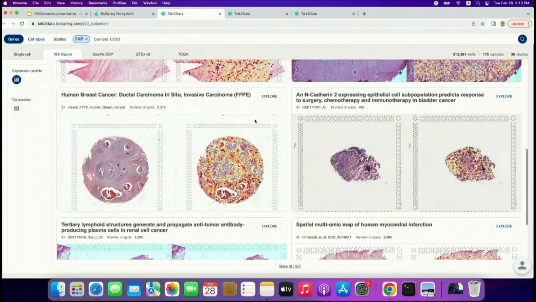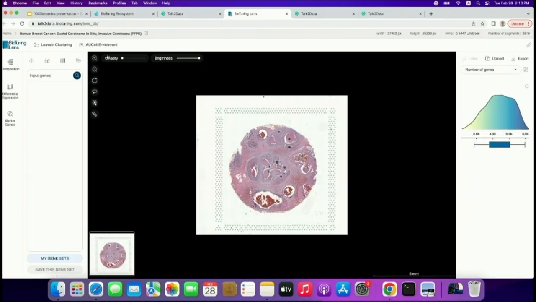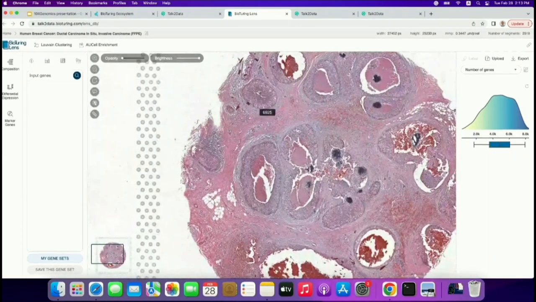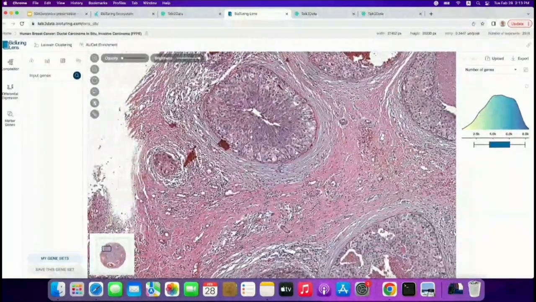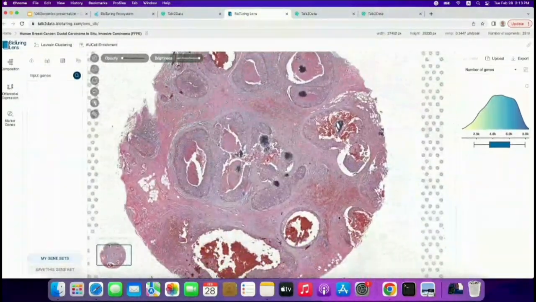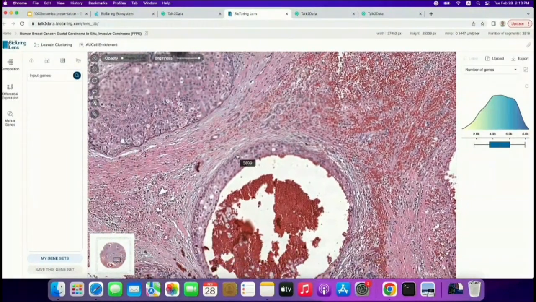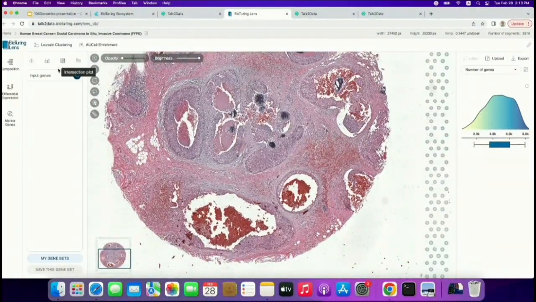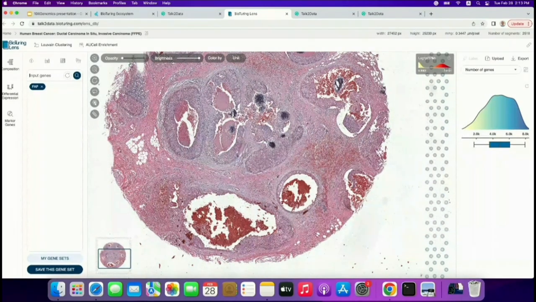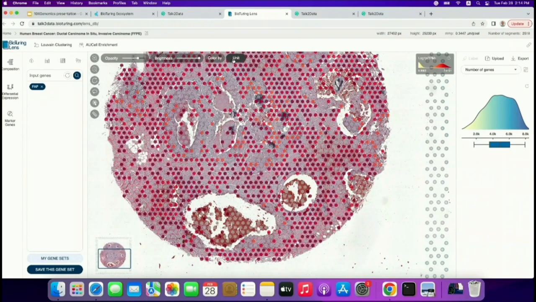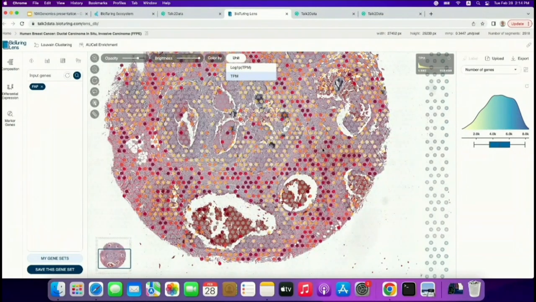This is in the press. Trying to explore this a little bit. So this is the cancer part. This is probably another cancer part here, right? And let's search for the gene FAP. And let's increase the opacity a little bit more so that we can see. So there are quite a few here.